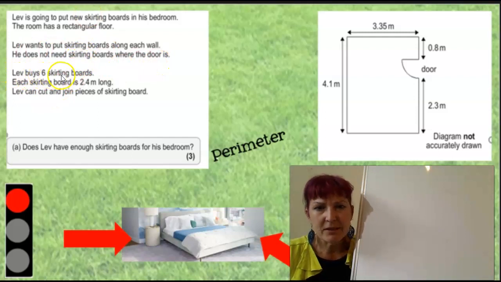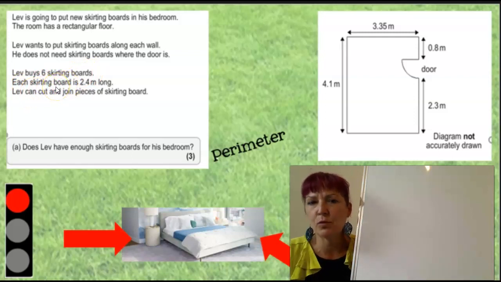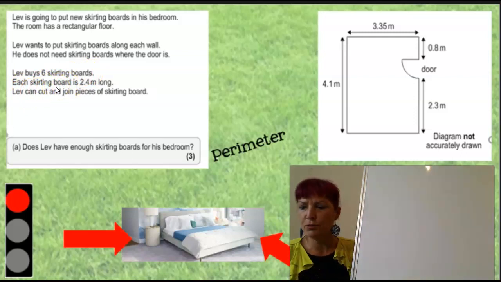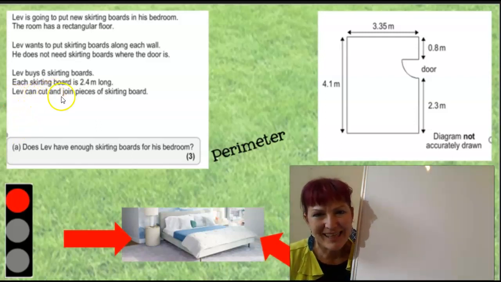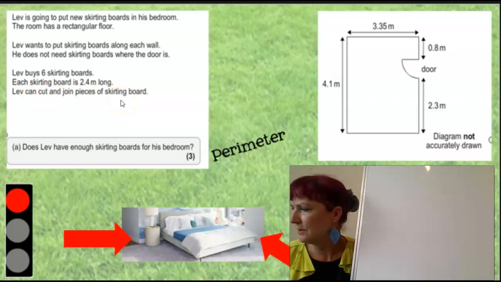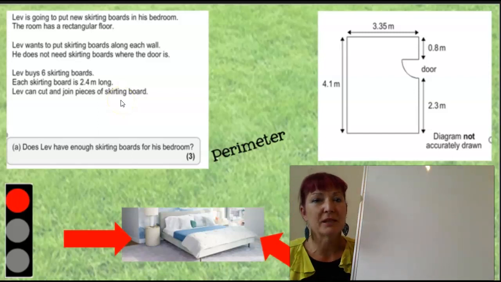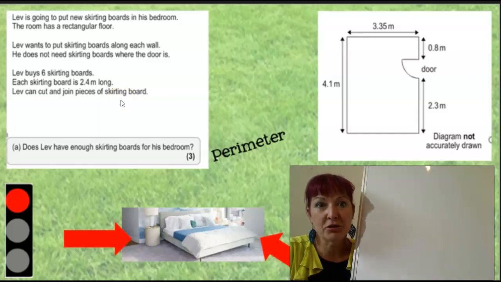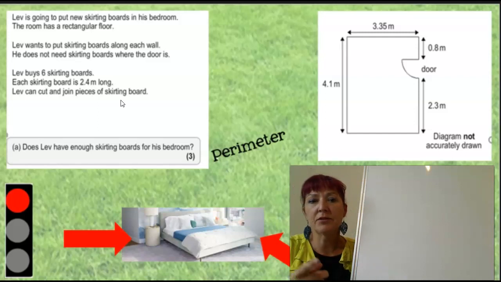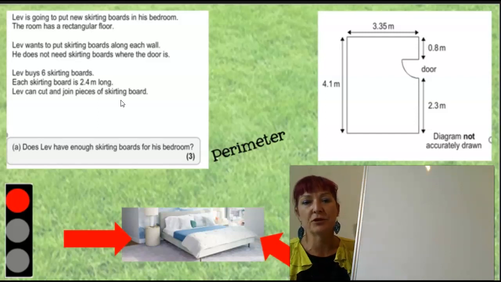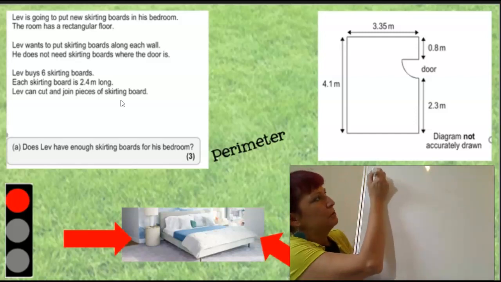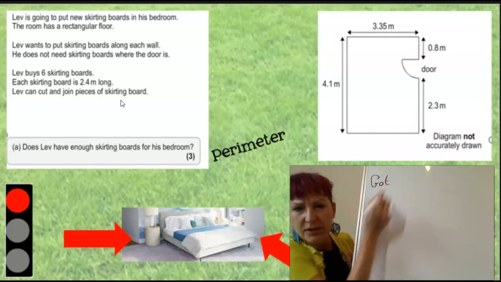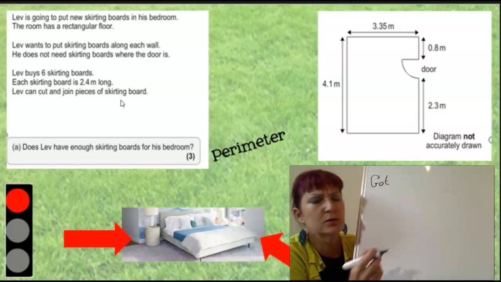Levi buys 6 boards. Each skirting, what does each mean? Each board is 2.4 meters long. Levi can cut and join pieces of skirting board. Right, so I think this is a bit like what I've got and what I need. Does Levi have enough board for his bedroom? So first thing I'm going to look at is what he's bought or what he's got. And it said he's got 6 boards.